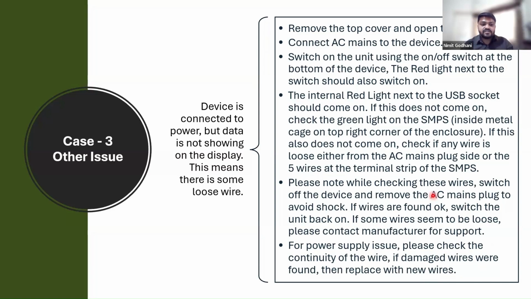Unless and until the power comes, we also check the SMPS and main lines power with the multimeter, and the internal strip in the SMPS. We also check the wire and find it's okay. Then if there is some issue in the sockets, we replace the sockets. And for power supply issues, if some wire is damaged in the field, we replace it with new wires and other things.